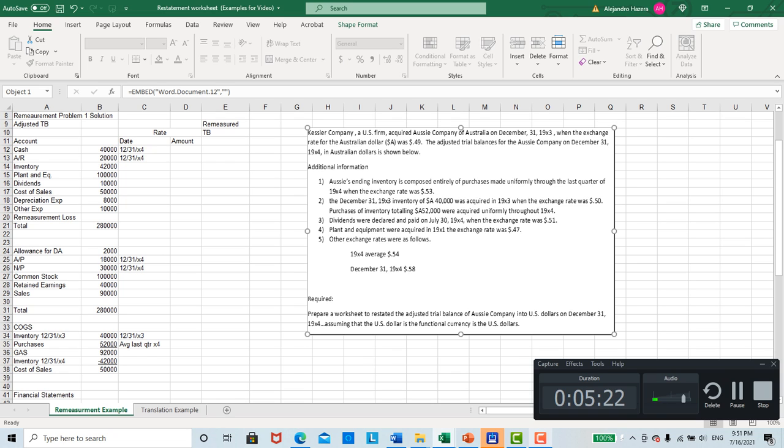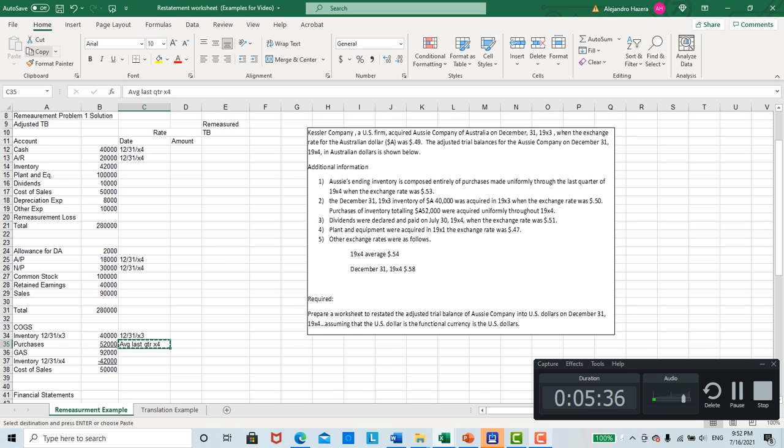And then for the ending inventory of 42,000, the ending inventory should also be the last quarter, because it depends on where you're thinking, LIFO, FIFO, whatever. We'll use the last quarter of X4.